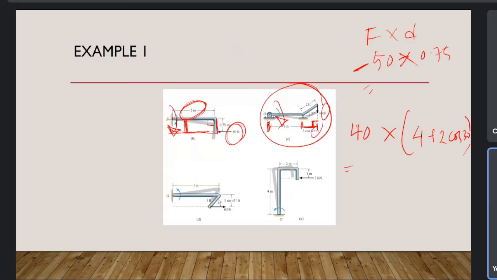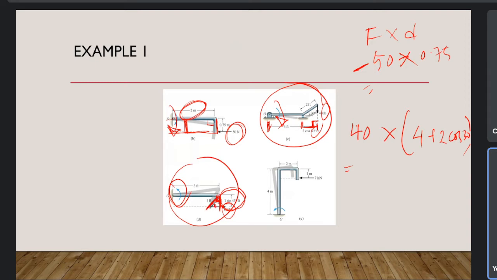Then we have another example here, example D. In this one, the force is acting counterclockwise. The force applied is 60 pounds, and the perpendicular distance is this one. This is the perpendicular distance, so that is 1 sine 45 feet, because it makes a 45-degree angle, then 1 foot.